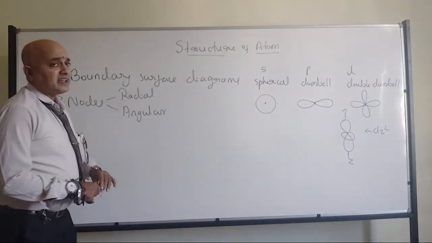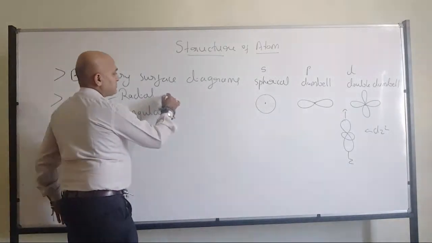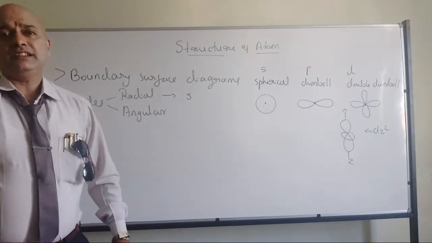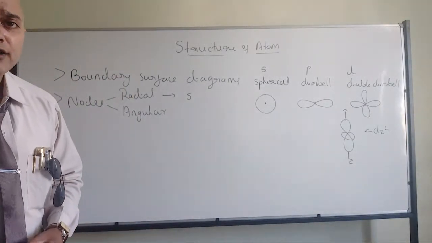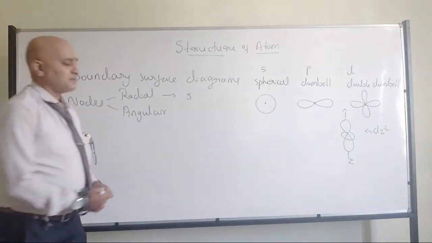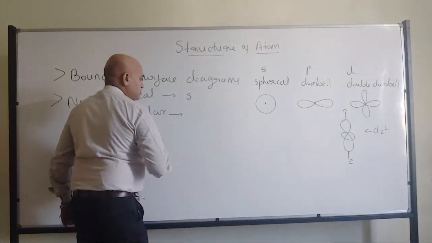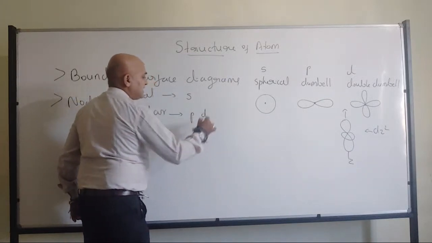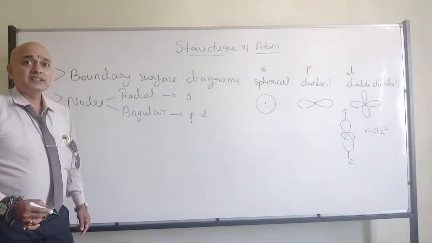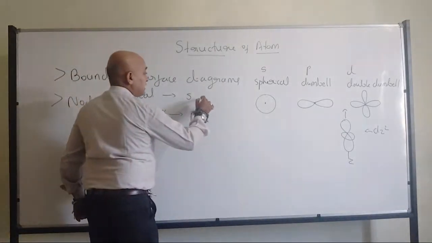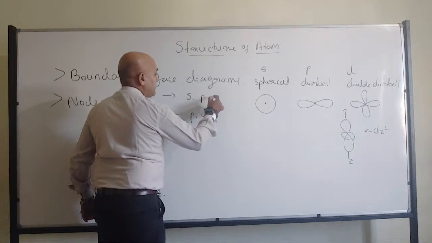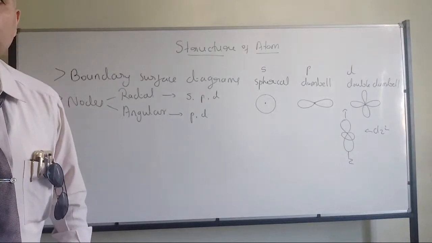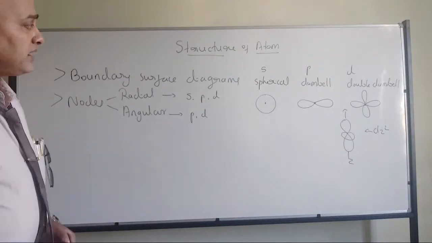Now when it comes to radial nodes, s subshells or s orbitals are the ones which will show only radial nodes. No question of angular nodes with respect to s subshell orbitals. Angular nodes can be shown by p also, d also. And radial nodes can be shown by p and d also. But s cannot show the angular nodes. Okay? So that is one thing.